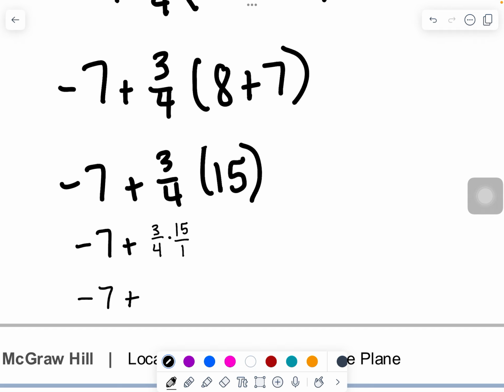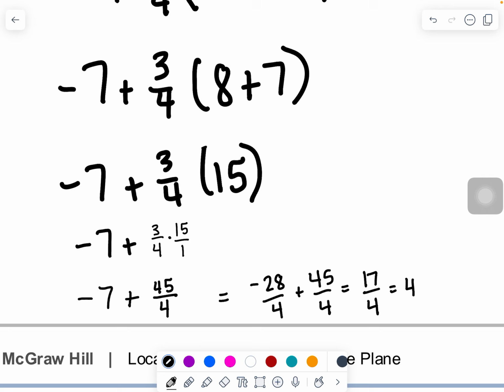3 times 15 is going to be 45. And multiply across the bottom, which is 4 times 1. So 45/4. Okay. And then if we're going to add those together, we need to have like denominators. So that would be, somehow I turned back to blue. Oops. -28/4 is the same thing as that -7. Plus 45/4. And let's see there, we got 15, 16, 17. 17/4.